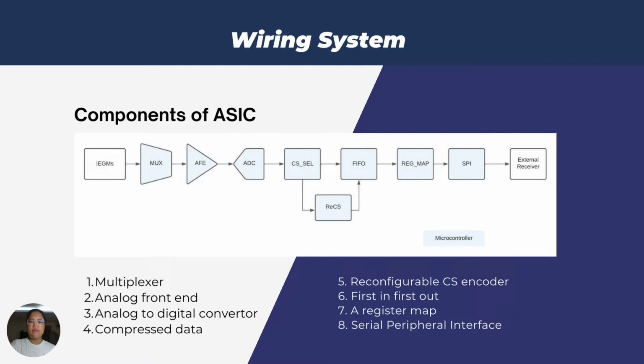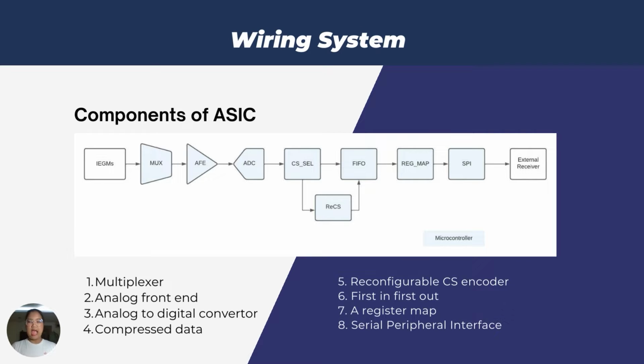Components of the ASIC. Firstly, the multiplexer. The multiplexer receives IEGM around 30 to 500 Hz from the electrode. They are sampled at 1 kHz, following the Nyquist sampling theorem. Then, the analog front end will filter all the signal by having a notch filter at 50 Hz, a high pass filter at 30 Hz, and a low pass filter at 500 Hz. Then it will convert the analog signal into a digital signal by using an analog to digital converter, then compress the data.